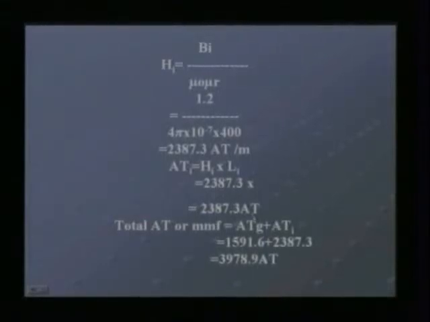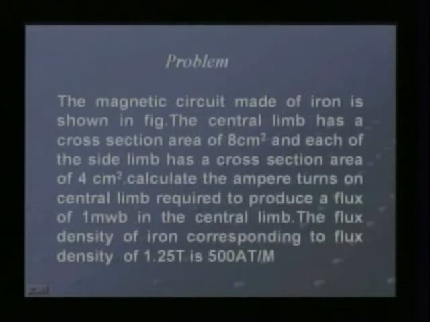2387.3 ampere turns. Therefore, the total ampere turns required in the magnetic series circuit, that is total mmf required, is equal to mmf for air gap plus mmf for iron part, that is equal to 1591.6 plus 2387.3, which gives 3978.9 ampere turns. Here consider one more problem.